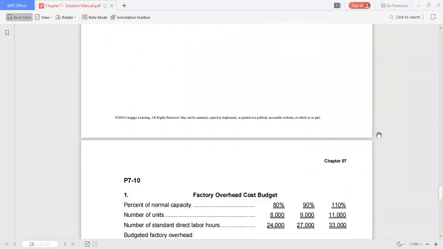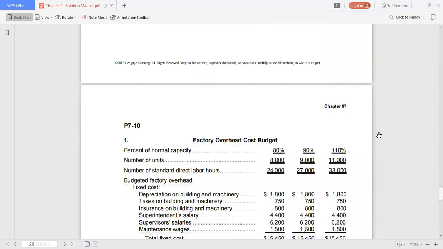Next, we have 7-10. Again, we have a flexible budget for factory overhead. In requirement number one, assuming that variable cost will vary in direct proportion to the change in volume, prepare a flexible budget for production levels of 80%, 90%, and 110% of normal capacity. Also determine the predetermined factory overhead rate at each level of volume in both units and direct labor hours. The normal capacity in units is 10,000.